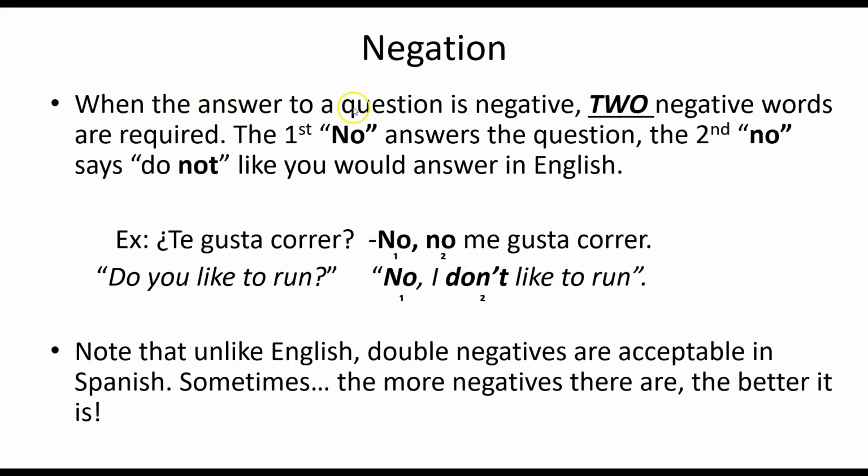When the answer to a question is negative, two negative words are required. The first no answers the question. The second no says do not, like you would answer in English. So if I ask you, ¿te gusta correr? Do you like to run? You would say, no, no me gusta correr. No, I don't like to run. The first no answers the question, and the second one says not or do not. Note that unlike English, double negatives are not just acceptable in Spanish. Sometimes the more negatives there are, the better it is.